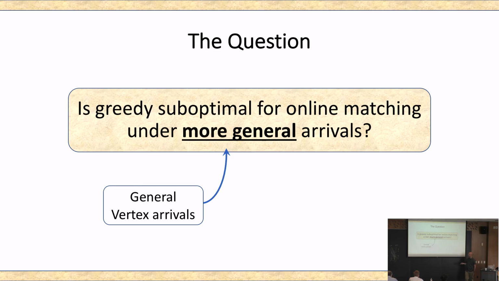An even stricter model is edge arrivals. So when an edge shows up, you have to decide immediately and irrevocably, do I take it or do I drop it?